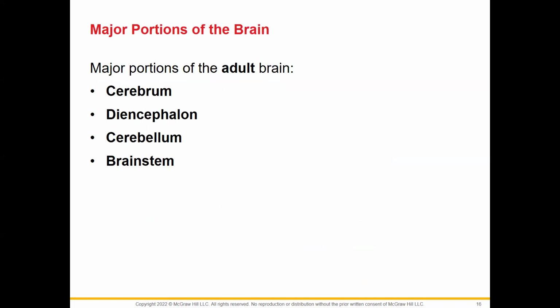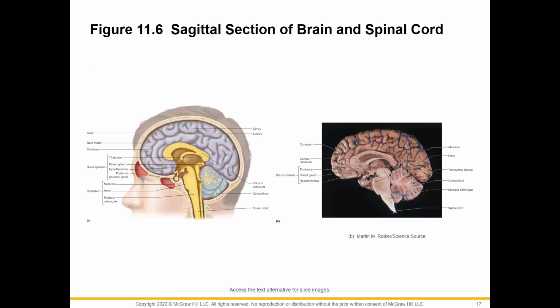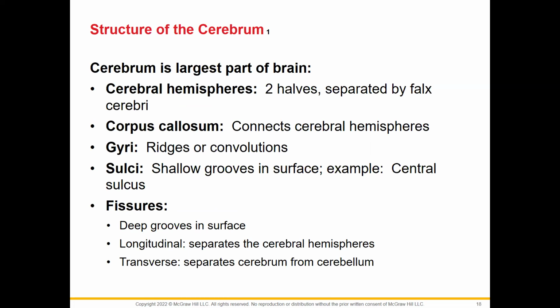So let's talk about the different parts of the brain itself, the adult brain. The adult brain has four major portions. Those four portions are the cerebrum, the diencephalon, the cerebellum, and the brain stem. Again, those are the cerebrum, diencephalon, cerebellum, and brain stem. The cerebrum is the largest part of the brain. It has two halves, two hemispheres.